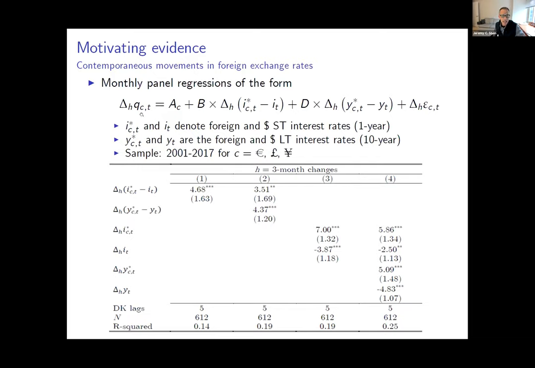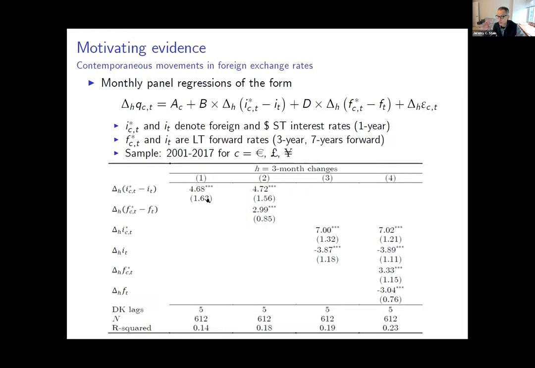Just to be clear here, the sign convention is that an increase in Q is an appreciation of the foreign currency relative to the domestic currency. So this is monthly data, and I have 3 month changes. What I'm showing you in the first column is what you would expect with UIP. When the foreign short rate goes up relative to the domestic short rate, the foreign currency appreciates. That's what you would expect in the most basic UIP setup.